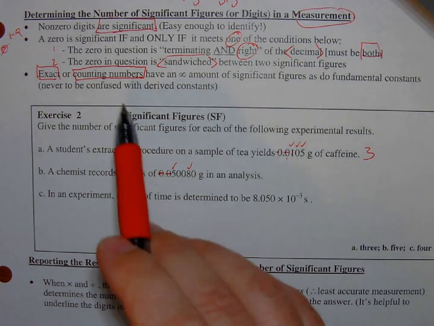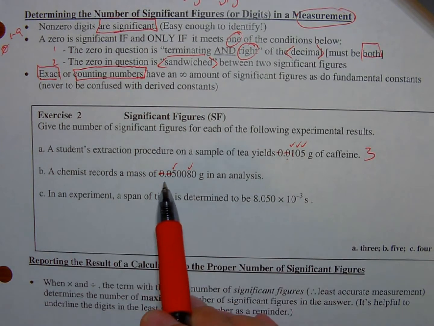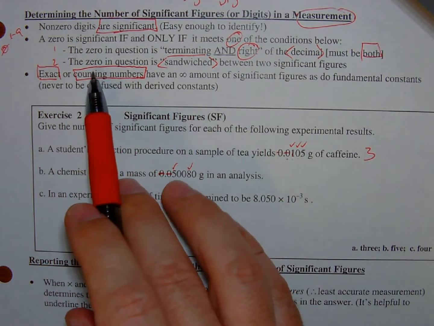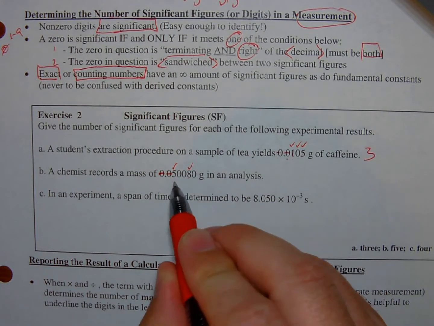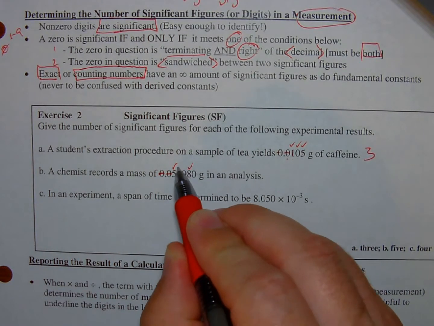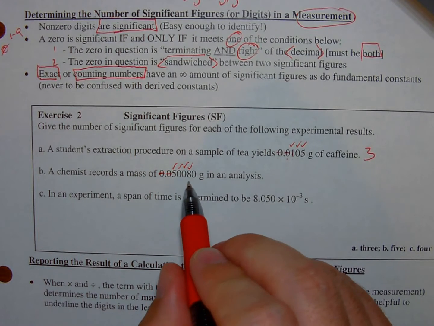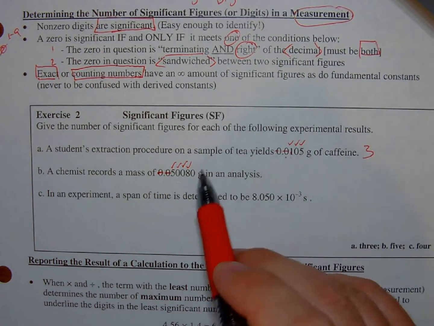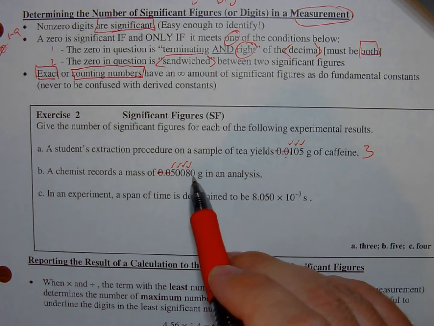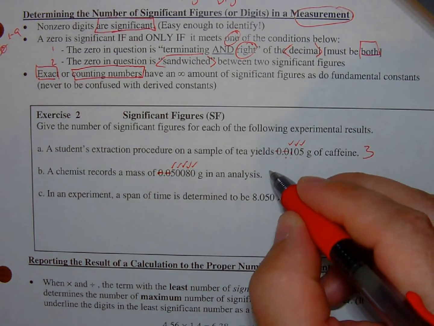They're not terminating, so they're not criteria 1. They're definitely not sandwiched between anything, so they don't satisfy criteria 2. I see these 2 zeros are sandwiched between the 5 and the 8, so they are significant. I'm up to 4. And this last 0, it is terminating, and it is to the right of the decimal. See how it's terminating? It's at the very end of the value, and it's to the right of the decimal. So that is 5.